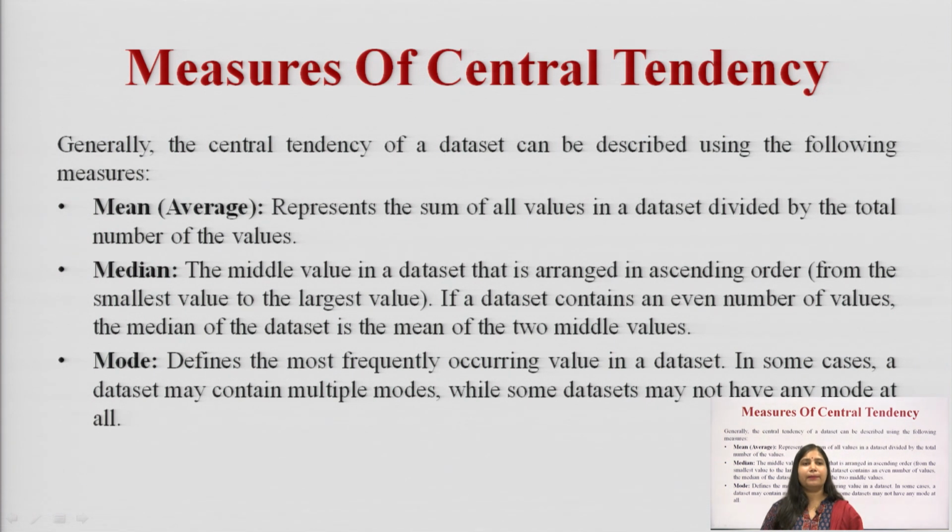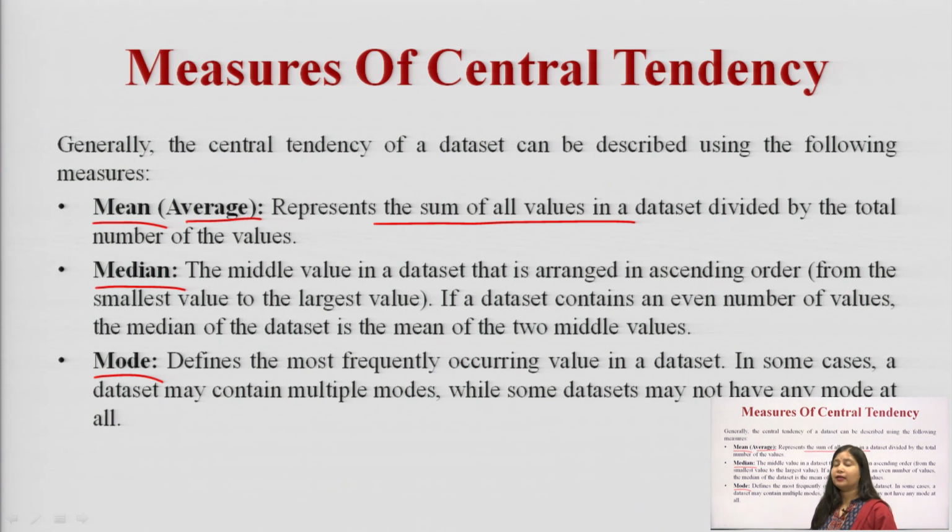First is the measurement of central tendency. In the measurement of central tendency we get 3 things: mean, median and mode. Mean is basically the average value. When you sum all the values and divide by the total number of observations, you get the mean or average value. And then what is the median? The median is the middle value in the data, arranged in ascending order from the smallest to the largest.